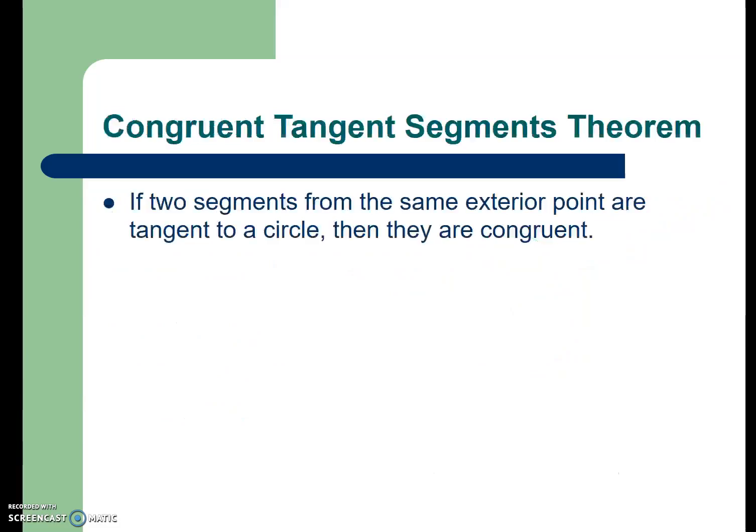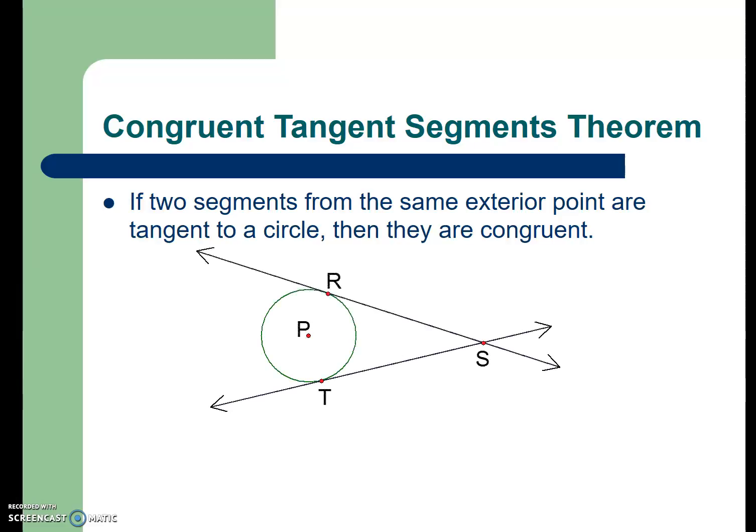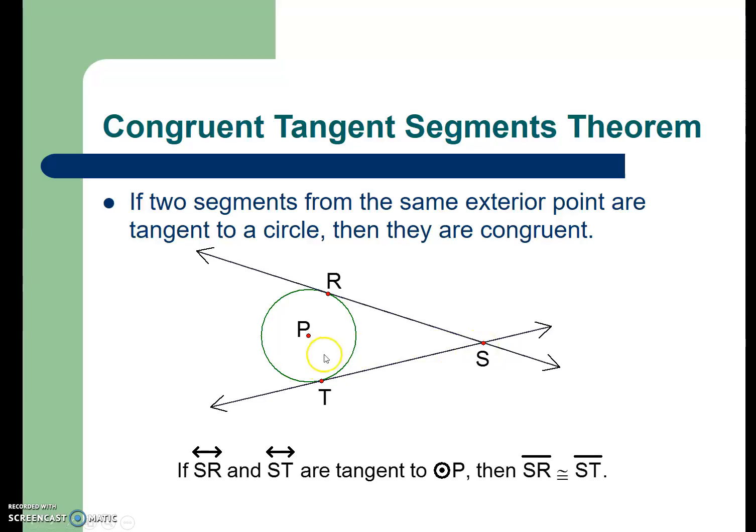All right, next theorem. If two segments from the same exterior point are tangent to a circle, then they are congruent. Okay, so here's the diagram. Again, you have a place to put this theorem. I have myself two tangents here. These segments from the point of tangency to the point on the exterior are going to be congruent. So RS has to be the same length as TS.